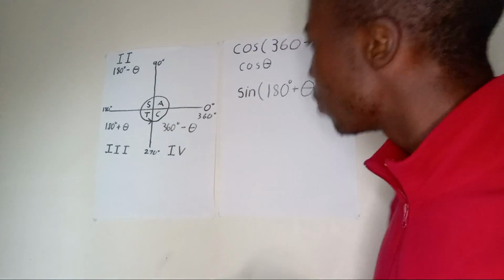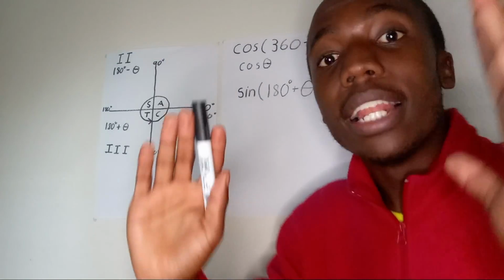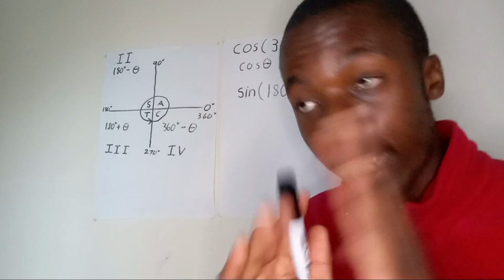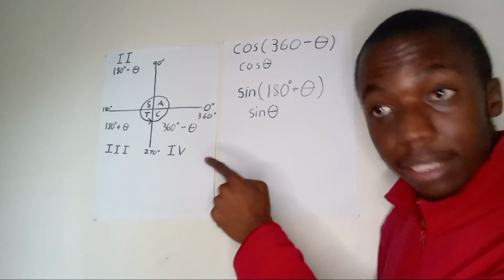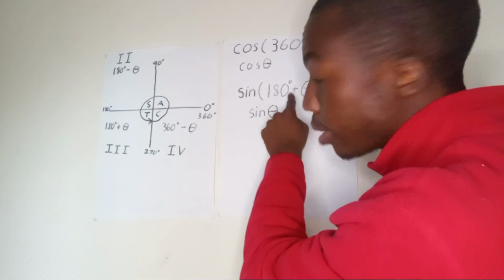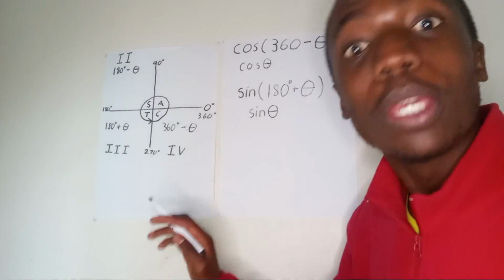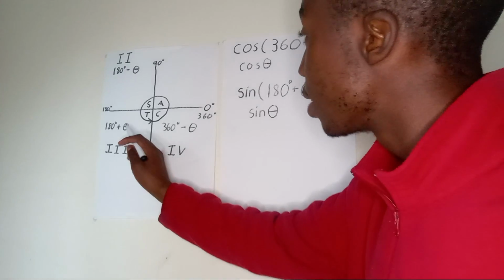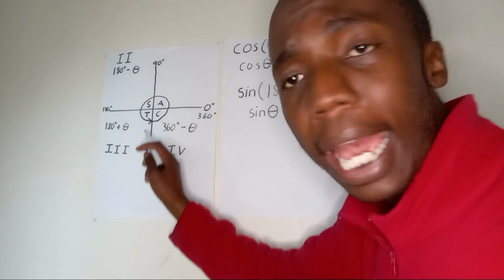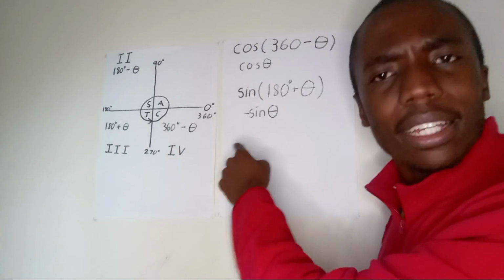Alright, but now to make things simple, let's reduce it to sine theta. Now, this is in the third quadrant. By the looks of things, will sine theta be positive or negative? Let's look at what's happening here. Oh, it's tan here. That means that sine is going to be negative.